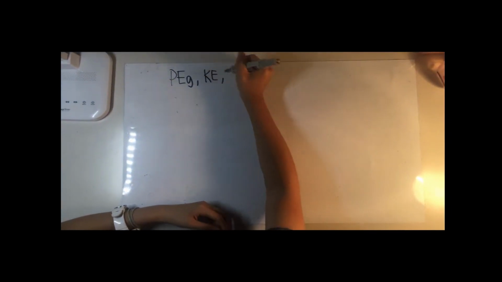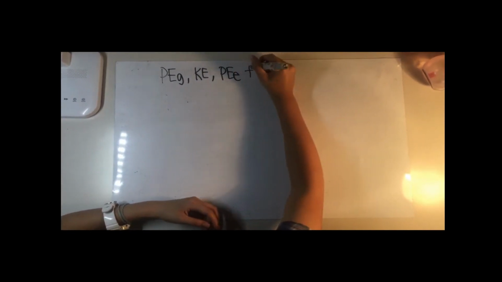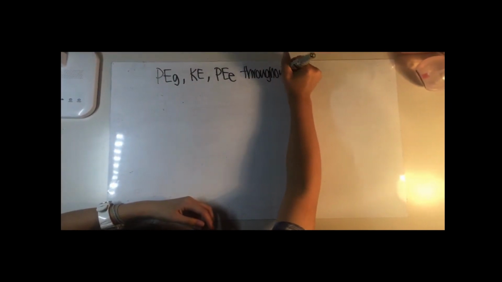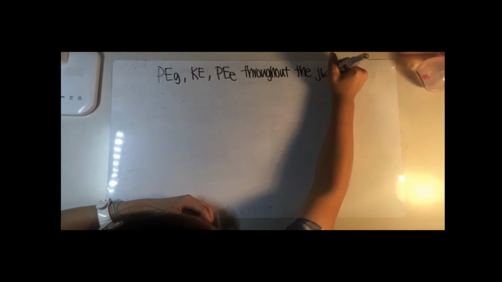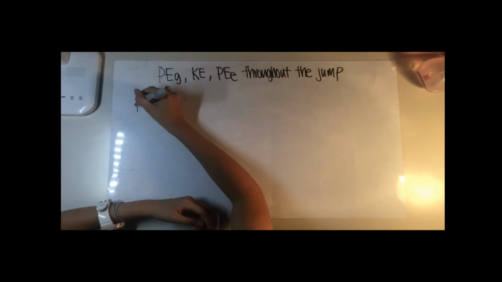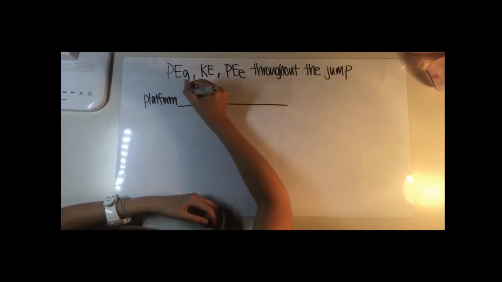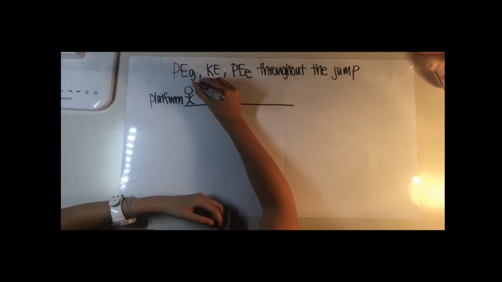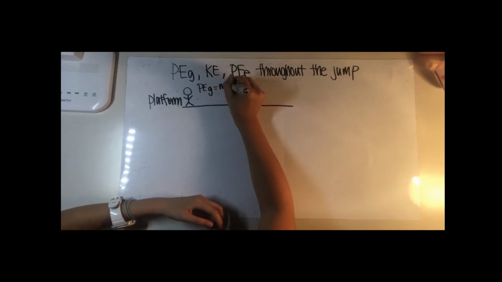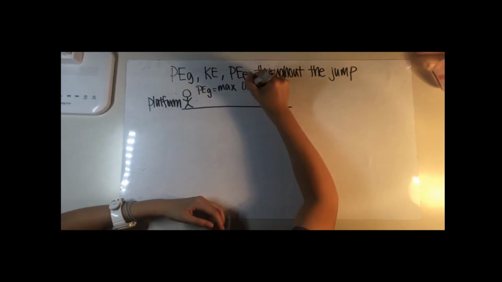Now we're going to talk about the energy throughout the jump for bungee jumping. As the jumper stands on the platform, the gravitational potential energy is at its maximum. Kinetic energy is 0 because the equation for kinetic energy is 1/2 mass times velocity squared. And since there's no motion, there's no velocity, which means kinetic energy is at 0.